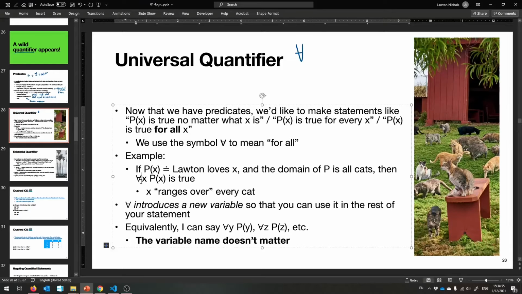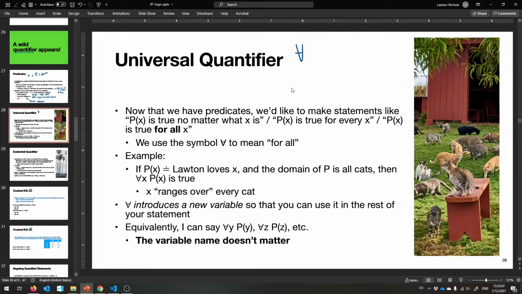The idea is that this for all sign needs a variable after it, and it introduces that variable. It's a brand new one, and you can use it for the rest of the statement. So when you say for all y, you can use y here now as much as you want, as often as you would like. For all introduces a new variable, and you can use it in the rest of the statement, and it is, we say, quantified universally.